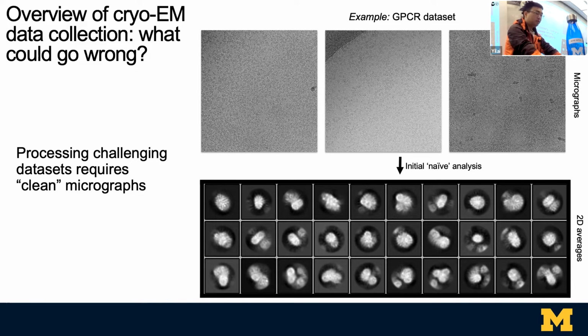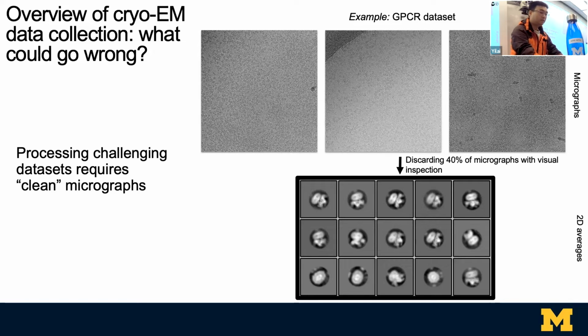When we just do an initial naive analysis, picking the particles from all the micrographs, because the particle picking process is not 100% accurate, you will end up with a lot of false positives. So after you do 2D classification, the 2D class average is very noisy. But after we manually curate and discard 40% of the micrographs with visual inspection, we end up with much cleaner 2D class averages. So the better the data quality in the upstream, the easier the downstream processing.